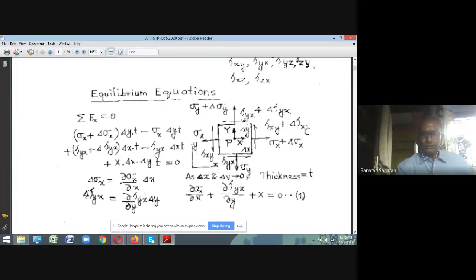Then again, we have the force acting from the shear forces. Look at this. We have the shear stress tau yx plus delta tau yx acting on the vertical face, whose size is delta x multiplied by t, which is the area. So therefore, you see that total force acting in the positive x direction is tau yx plus delta tau yx multiplied by delta x into t, which is the area.